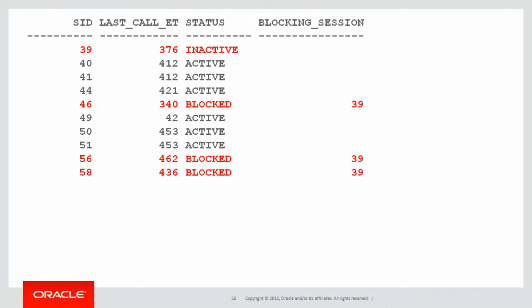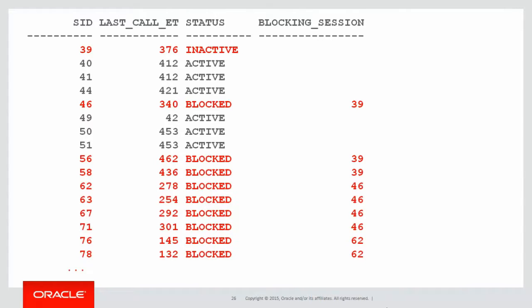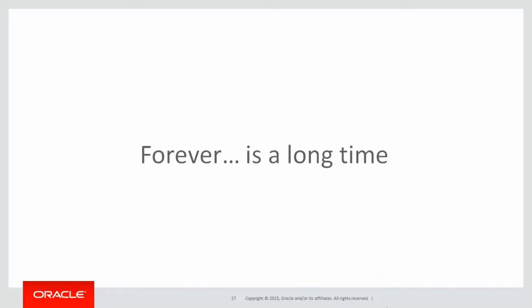Now those sessions might have open transactions in their own right. So all of a sudden, sessions 62, 63, 67, 71, they get blocked on 46, and that blocks session 78, and it's very easy for this whole thing to escalate into a giant system-wide disaster. That's very public and very embarrassing for you. When it comes to locks, forever is a long, long time to wait. In this case, crashing is actually a good thing.